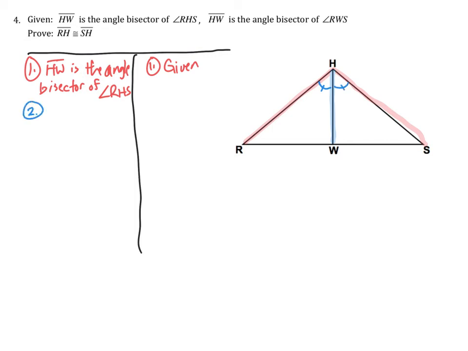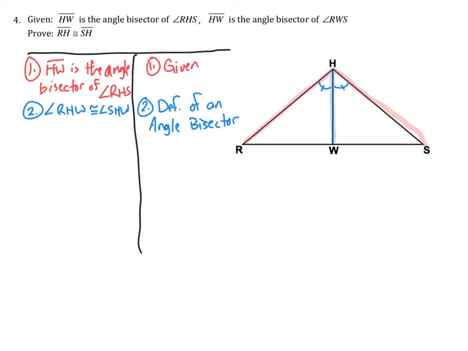So I can say angle RHW is congruent to angle SHW. It's a W. And that reason is just the definition of an angle bisector. Once you know you have an angle bisector, you can use the definition to create congruent angles. And then, you know what I'm going to do next?